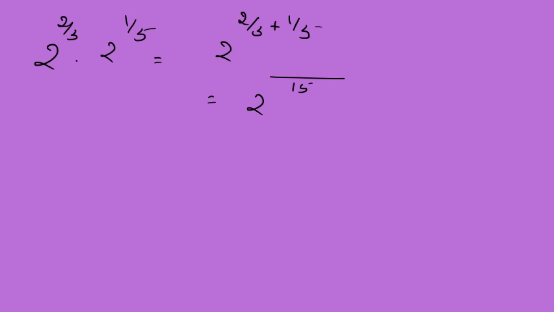Next. 2 raised to 2 by 3 into 2 raised to 1 by 5. This is the form a raised to m into a raised to n. So a raised to m plus n. So 2 raised to 15 upon LCM. Here already 3 is there, so multiply with 5. 5 into 2, 10. Here already 5 is there, so multiply with 3. So 2 raised to 13 by 15.